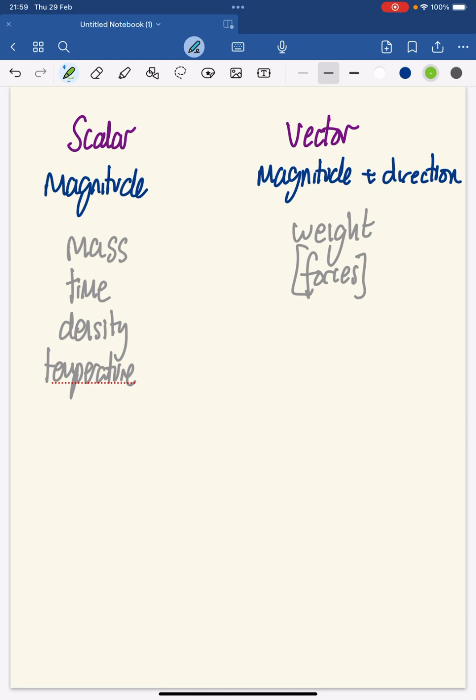So the units of mass, remember, are kilograms. Remember, it's a little k, not a capital K. Time in seconds. Density might be in grams per centimetres cubed. Temperature might be in degrees Celsius. Weight there in newtons.